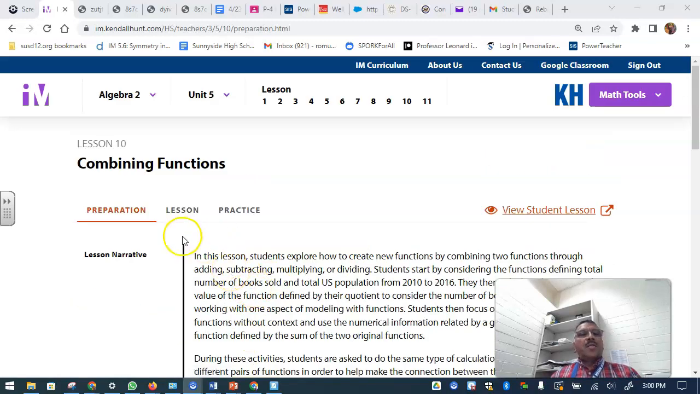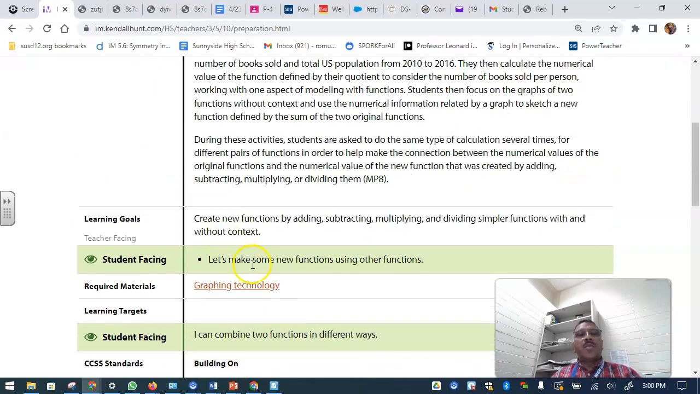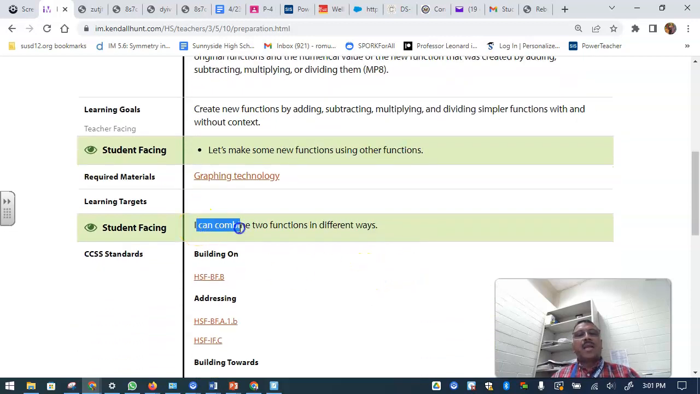Okay, hello students. This is Algebra 2, Unit 5, lesson number 10, and this is about combining functions. It means you'll be given two graphs and you may want to add or subtract them. The goal is to make new functions using other functions. I can combine two functions in different ways.